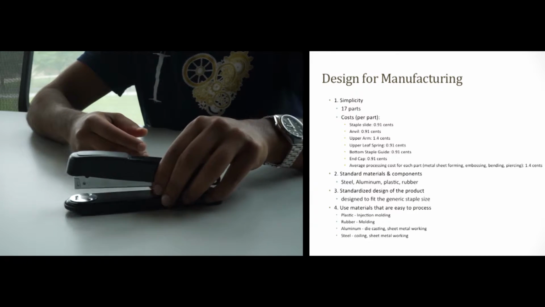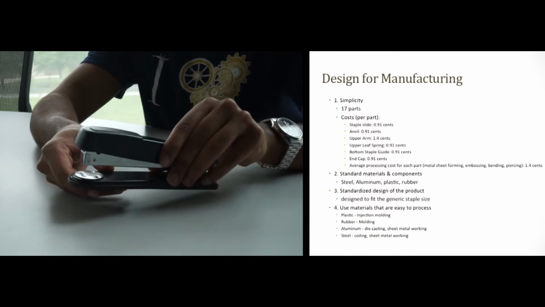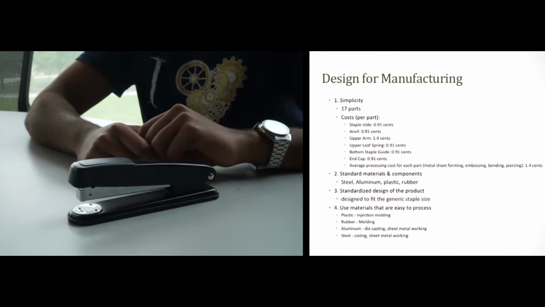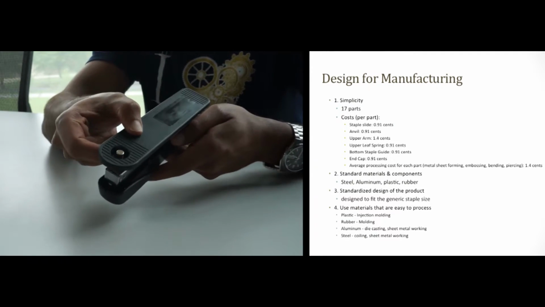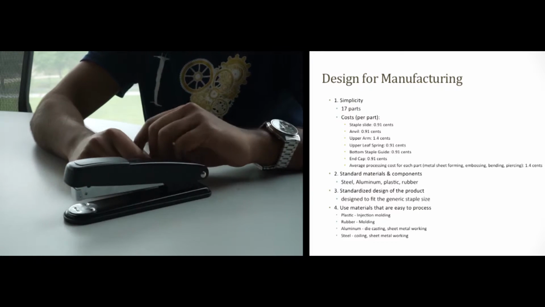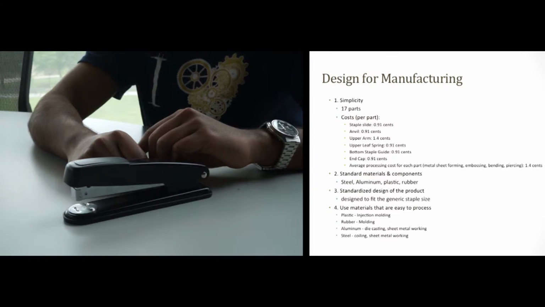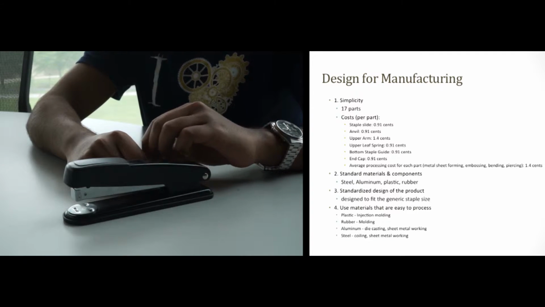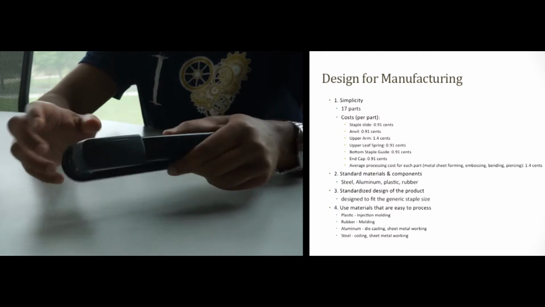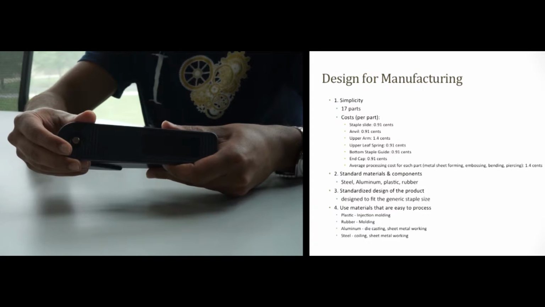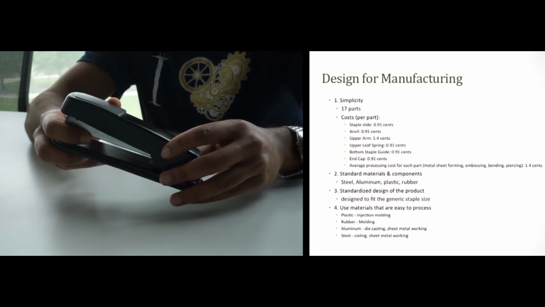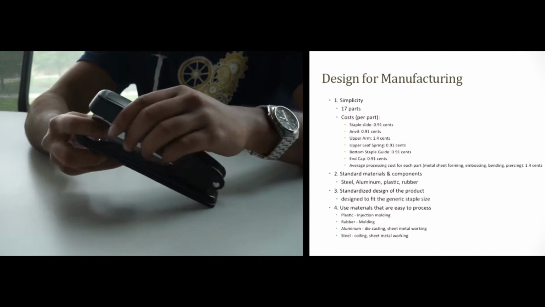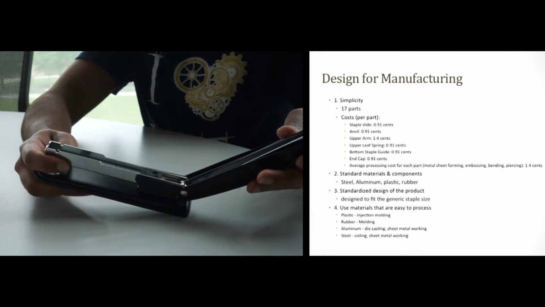A total of 17 parts were used, and the cost for each of the parts: steel, aluminum, plastic, and rubber are the standard materials used to construct the stapler. The design of the stapler is standardized to fit normal staple sizes. The plastics are made through injection molding. The rubber grip on the base is molded, while all aluminum components are die casted or processed through sheet metal working. The steel components are either coiled or processed through sheet metal working.